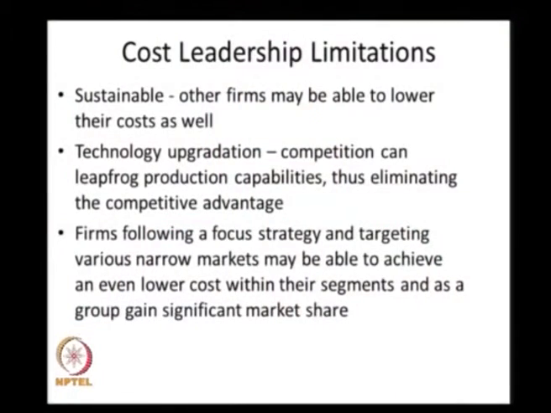Or on the other hand, some firms following a focus strategy and targeting various narrow markets may also have the capabilities of achieving lower cost within their segments, and as a group they can gain significant market share. So, you can still be a cost leader, but be aware of the fact that there are limitations, and that one of the major things that you will have to look out for is that competition can also lower their costs as long as it is imitatable or doable.